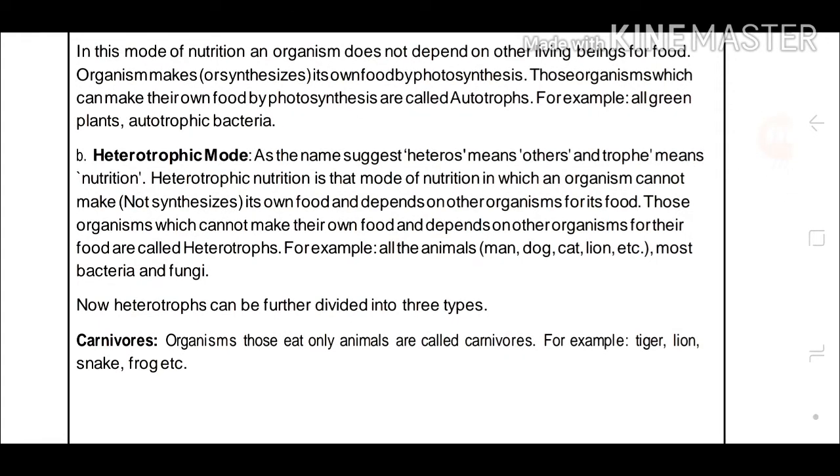Now, heterotrophs can be further divided into three types. They are carnivores. Organisms that eat only animals are called carnivores. For example, tiger, lion, snake, frog, etc.